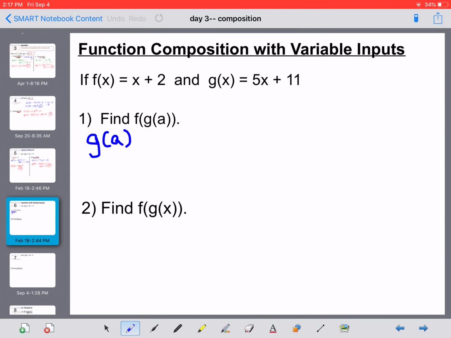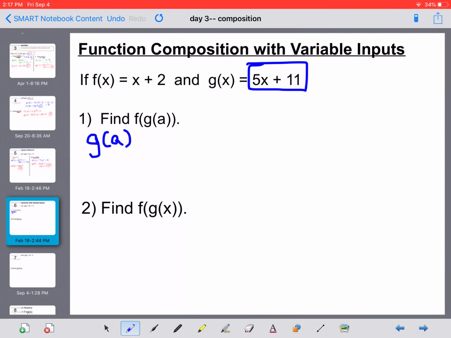And of course, as we know, that means go to the function g and substitute in a to replace x. If I do that here, I end up with 5a plus 11. Now, it doesn't look like that's an answer I can use, but that is actually the result for g of a. That part of the problem is now done. And what I need to do next is take that answer, the entire 5a plus 11, and use that to substitute into the other function, which is f.